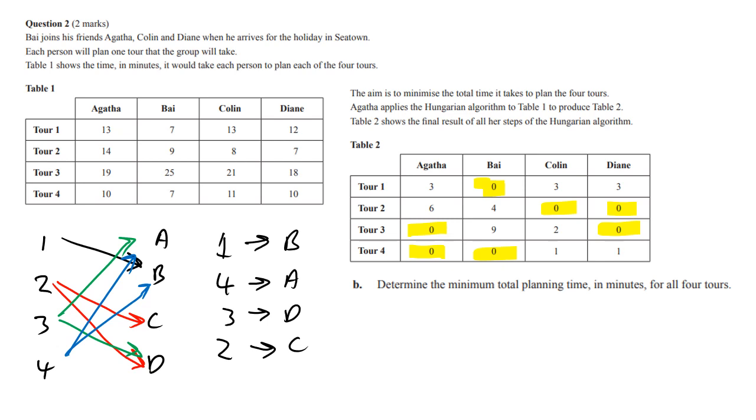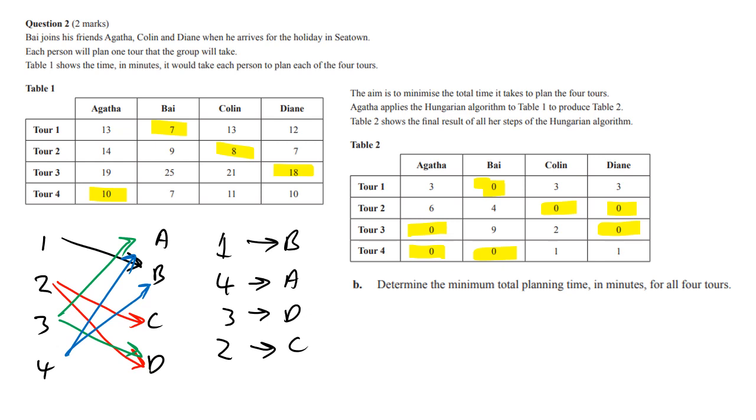Then let's have a look at our values. Remember, you've got to go back to table 1. This is the table you need to be going back to get those values. So if we look at 1 to B, that's 1 to B. 4 to A, that's 4 to A. 3 to D, that's that one, and then 2 to C is that one. So you can see each person has got their own separate thing.